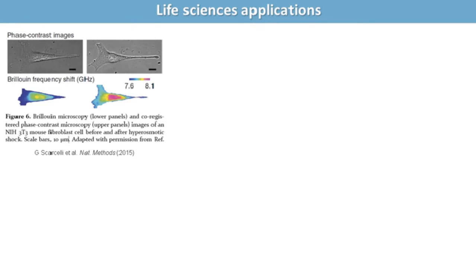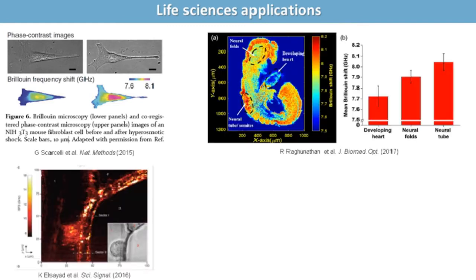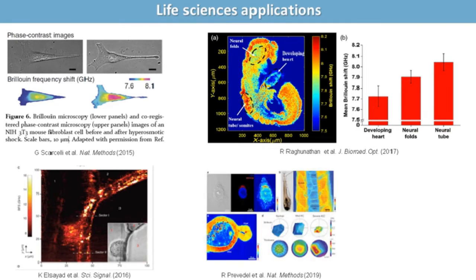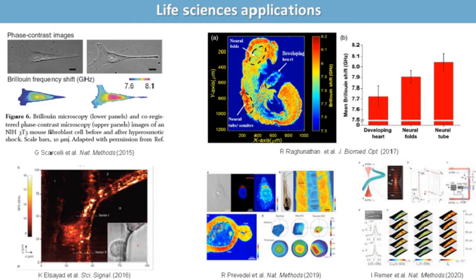In life sciences, the notable applications have been in single cell imaging, here in the mouse fibroblast cell or plant cells, and also in entire embryo. This is a murine embryo, but also zebrafish and live nematode using stimulated Brillouin microscopy that has been demonstrated this year.